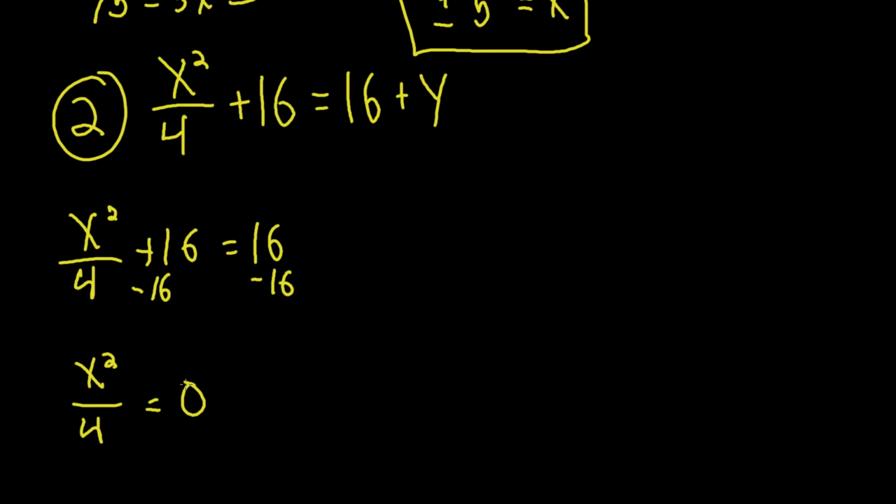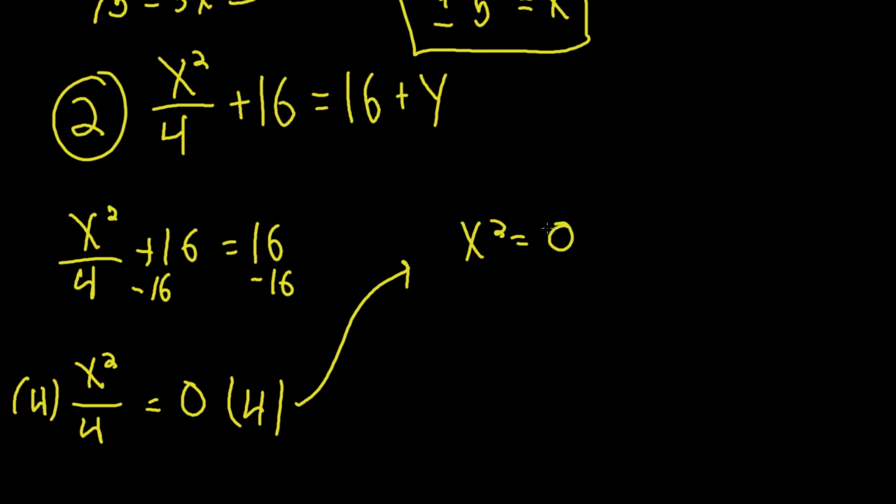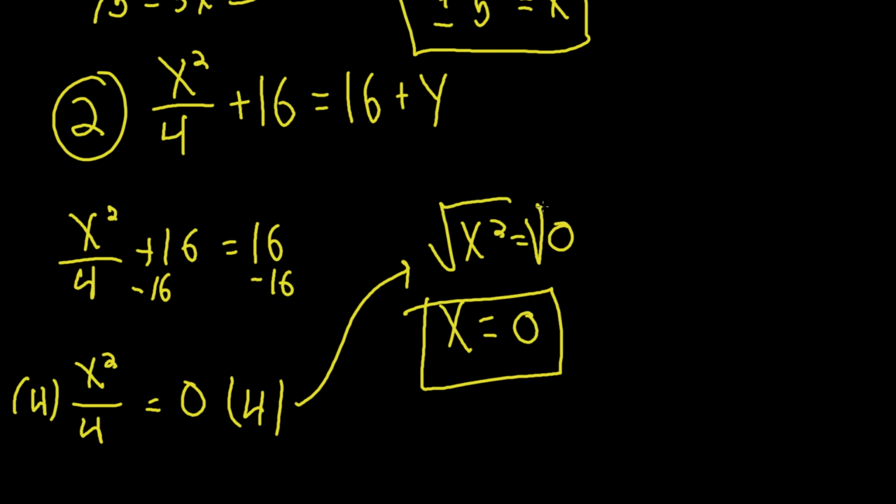Well, now we multiply by 4 on both sides to get rid of our fraction, so times 4 to get us x squared equals 0. Take the square root on both sides to get x equals 0. Again, we're taking the square root. The square root of 0 is just 0. And we get our answer, x equals 0.